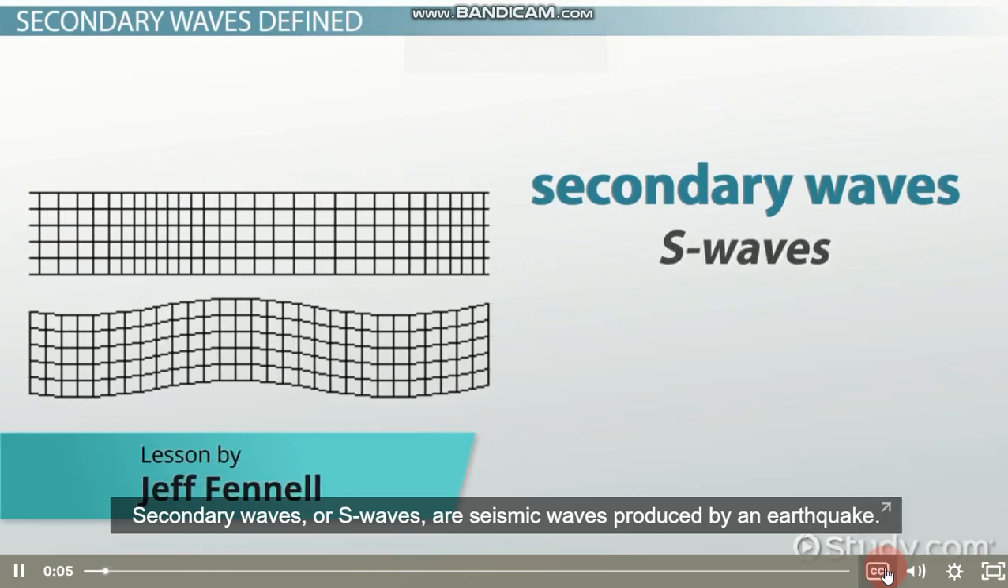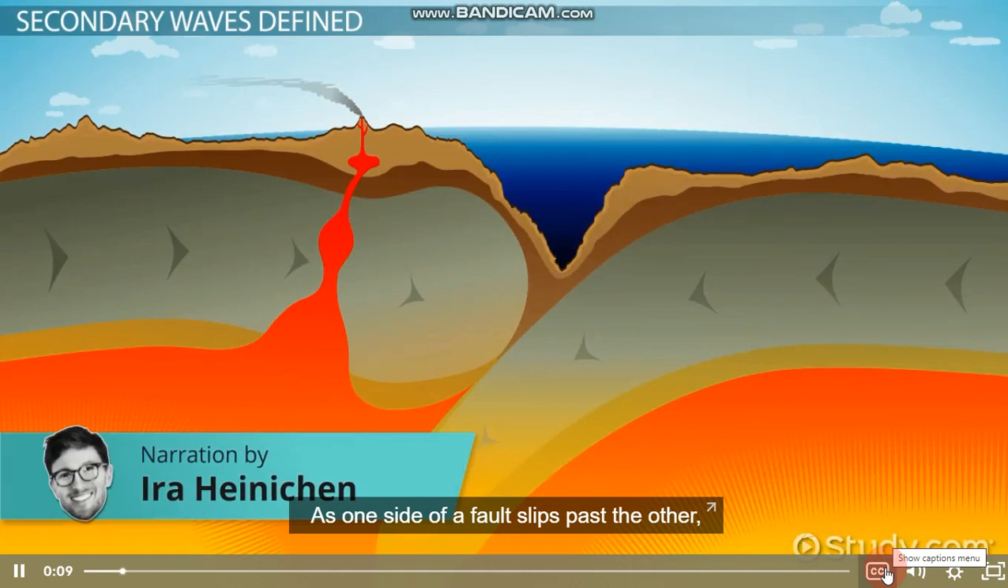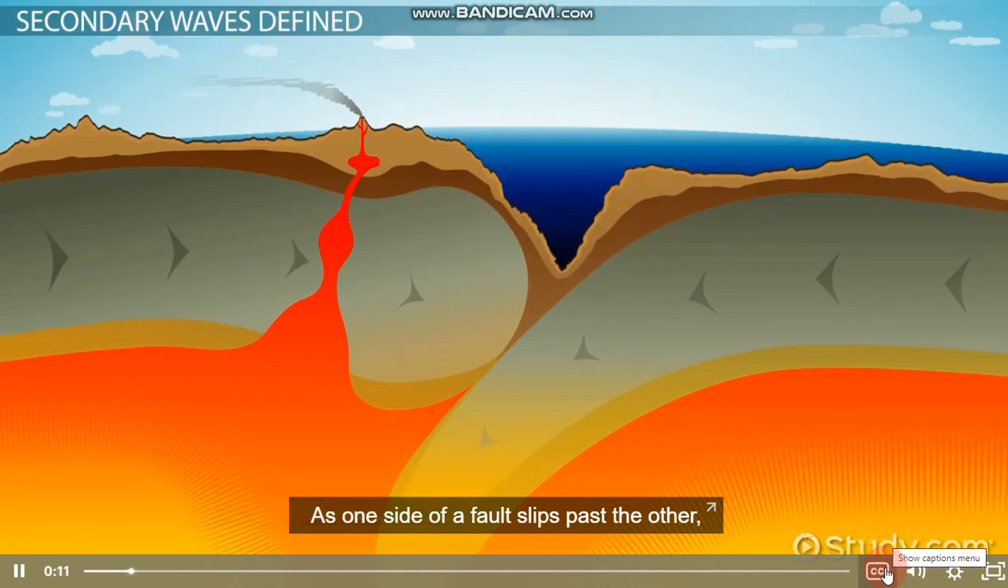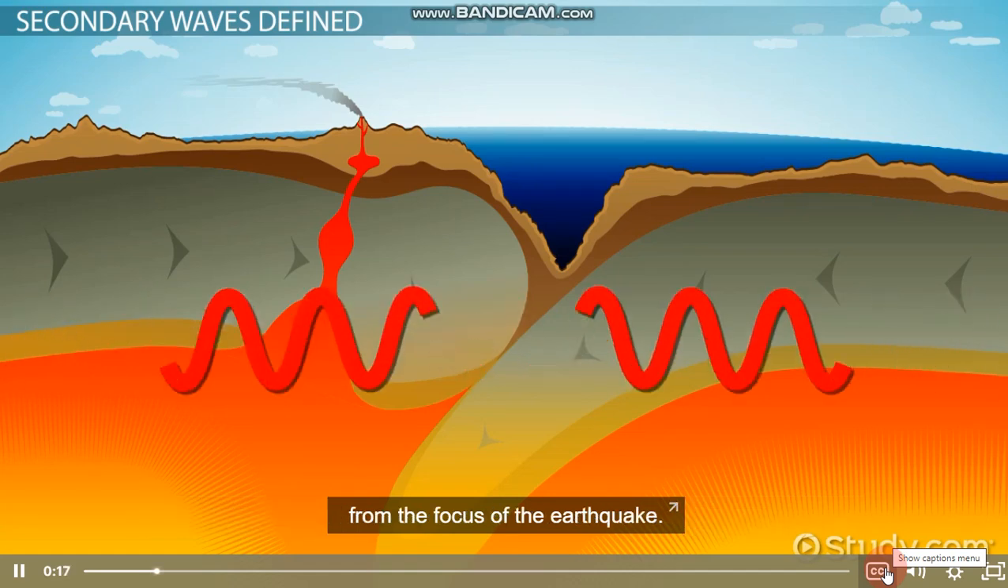Secondary waves, or S waves, are seismic waves produced by an earthquake. As one side of a fault slips past the other, the pressure that had been stored is released and travels radially away from the focus of the earthquake.